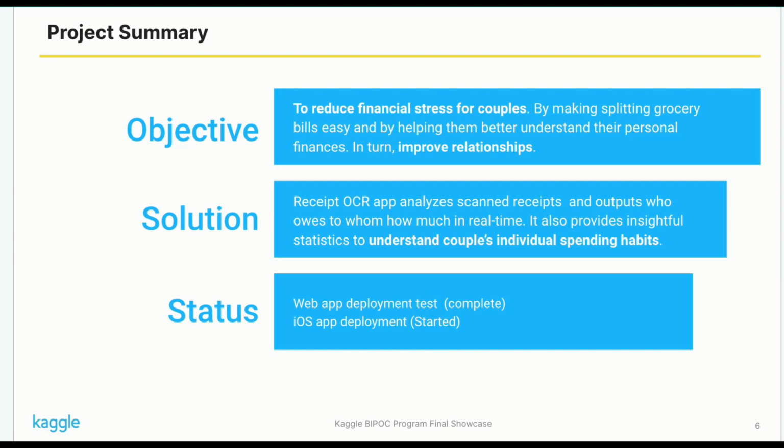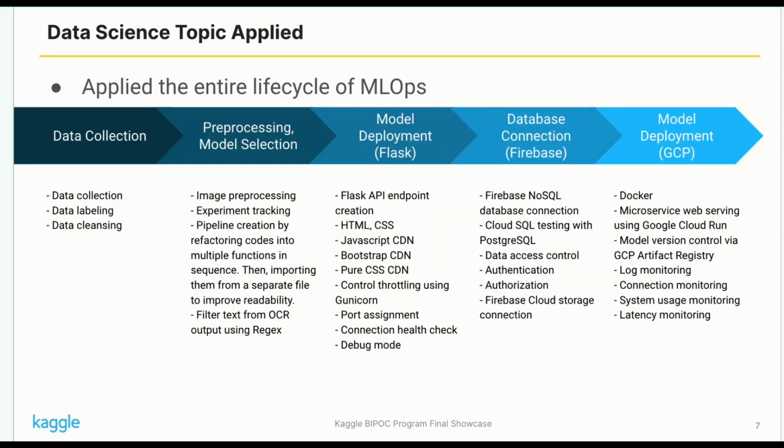The solution, the Receipt OCR app, analyzes scanned receipts and outputs who owes whom, how much, in real time if you're splitting half and half. It also provides insightful statistics to understand couples' individual spending habits. The status of this app is that the web app deployment in test mode is complete, and iOS app deployment has been started. The data science topic applied in this project is very broad.